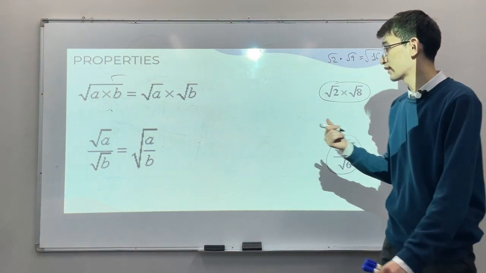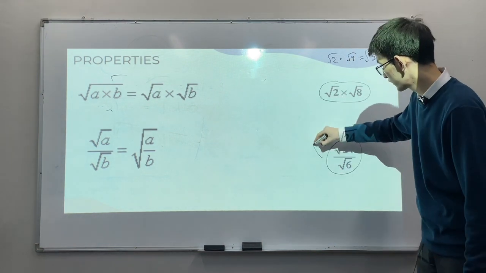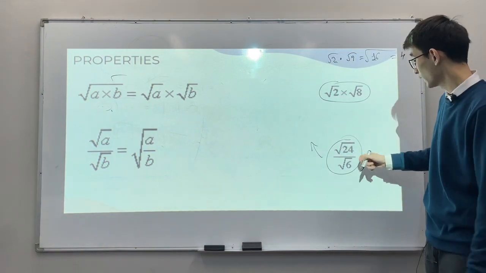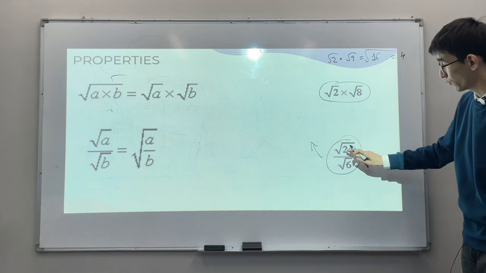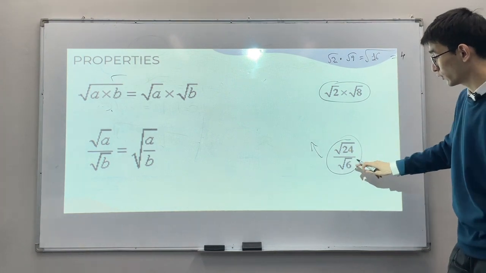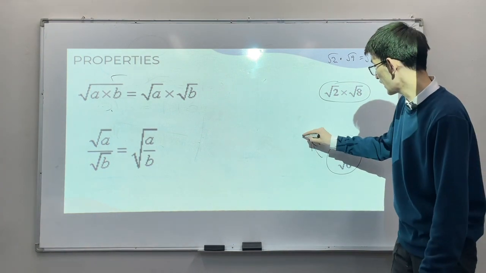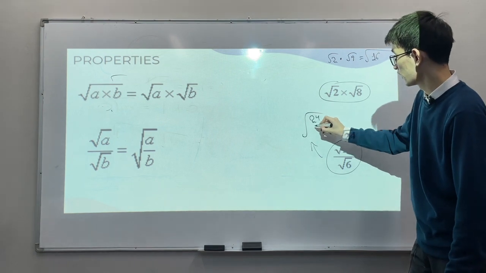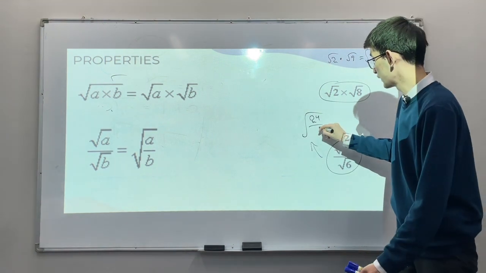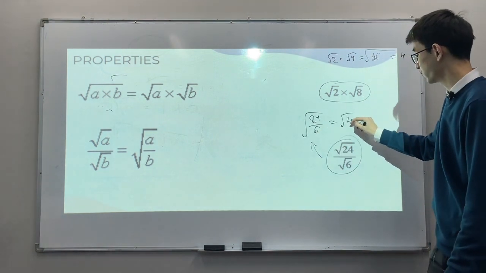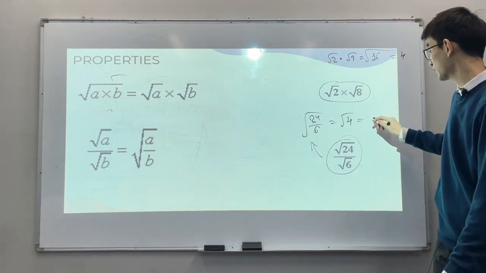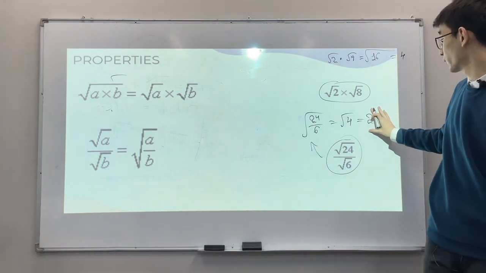To understand this property, we solve this example. Square root of 24 over square root of 6, we can write as square root of 24 divided by 6, and it's just square root of 4. This gives us just 2.